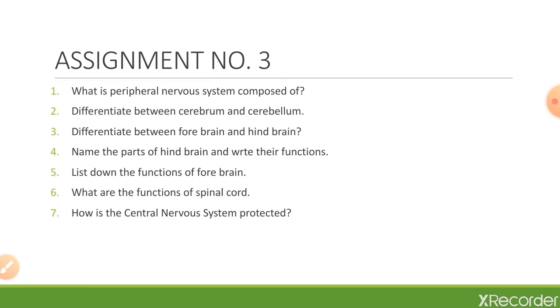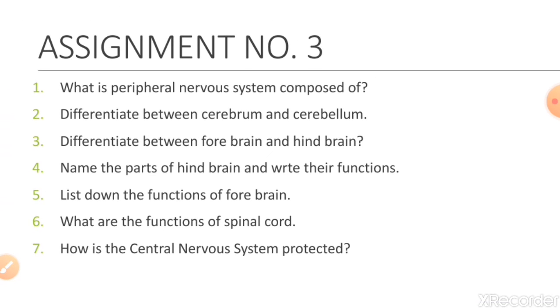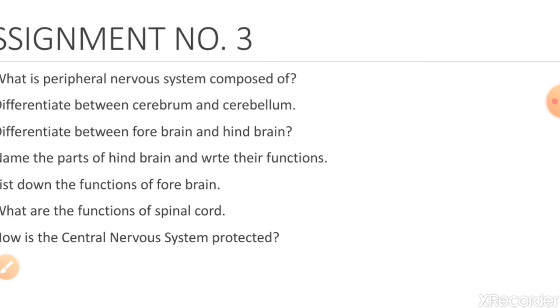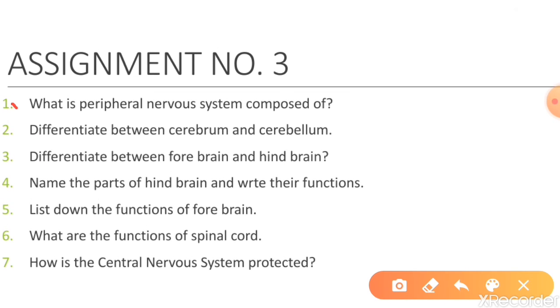Now, on the basis of the video that you have seen, here are some questions that you have to answer, and you have to write these answers in your bio assignment copies. The first question is, what is the peripheral system composed of? Differentiate between cerebrum and cerebellum. Write down the difference between forebrain and hindbrain. Name the parts of the hindbrain and write their functions. List down the functions of the forebrain. What are the functions of the spinal cord and how is the central nervous system protected?